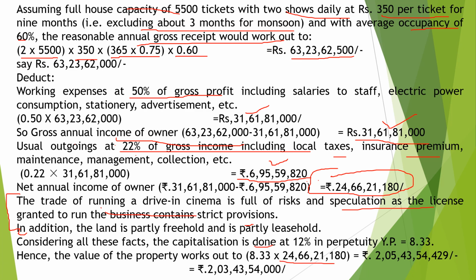That will give you the value of the property, 205 crore 43 lakh 54,429, say 205 crore 43 lakh 54,000. So in this way, this is a simple case, simple things which we have already been applying in the income approach method. By using this income approach, you can find out the value of a drive-in cinema.